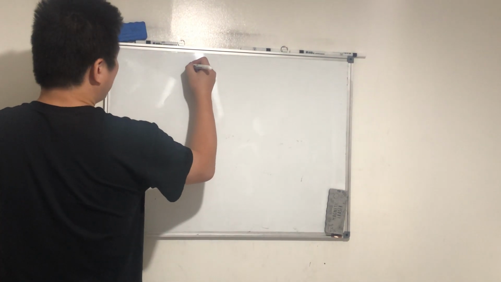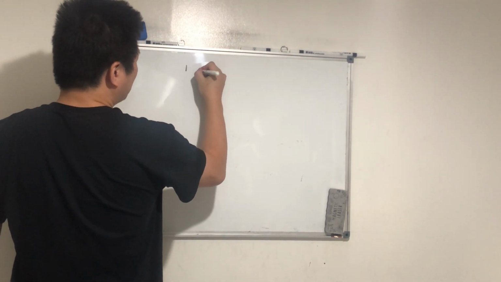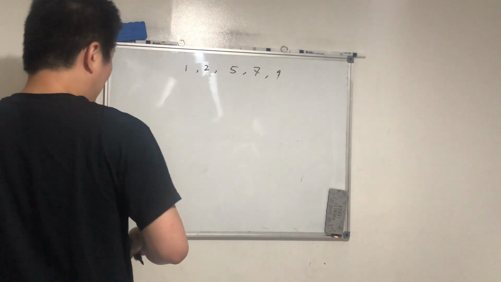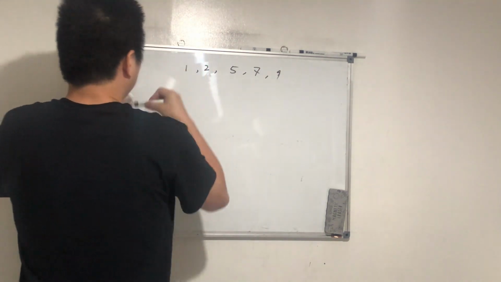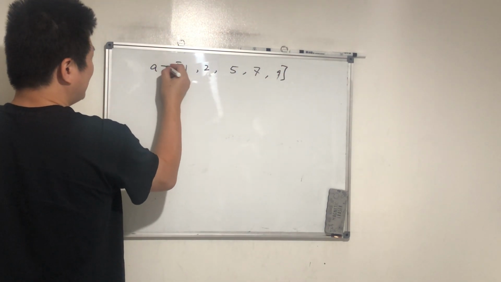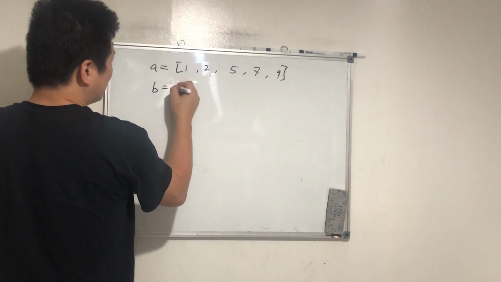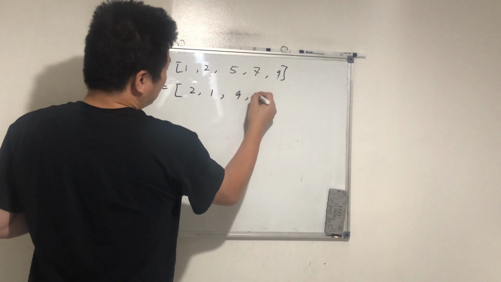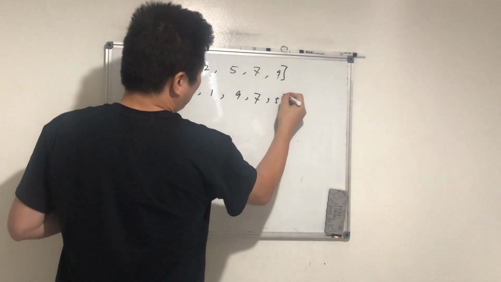Okay, so I give you a list, yeah? 1, 2, 5, 7, 9. Okay, and now I will give you another list. This is one list. Let's call it A. Another list which is 2, 1, 9, 7, 5.